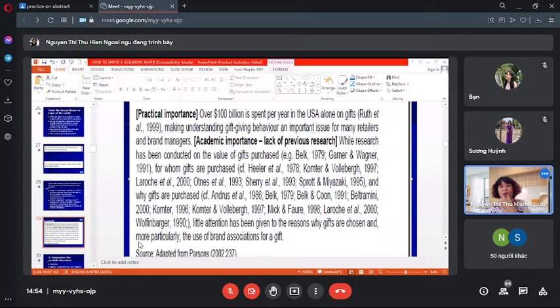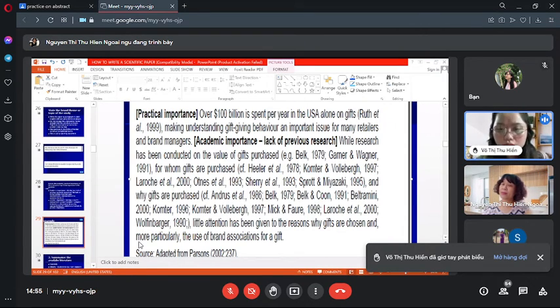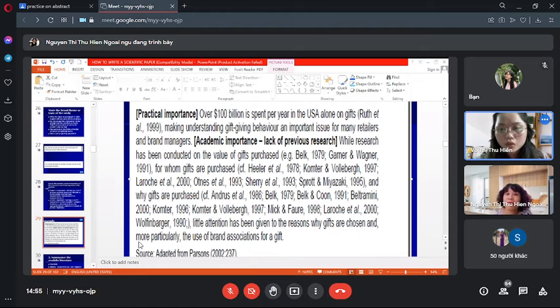Please tell me in what way can the writer show the practical importance and the academic importance for his study at the same time? Hiền, please. Yes, so first, concerning the practical importance, the writer showed an example about the reality that over $100 billion is spent on gifts. He showed the necessity of purchasing gifts.